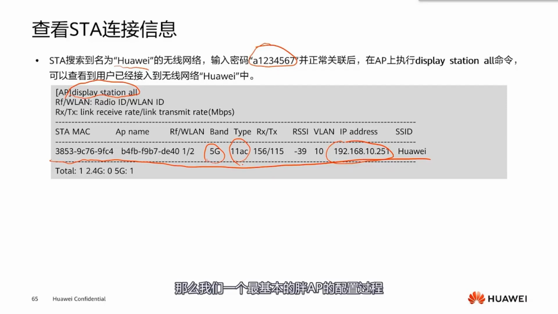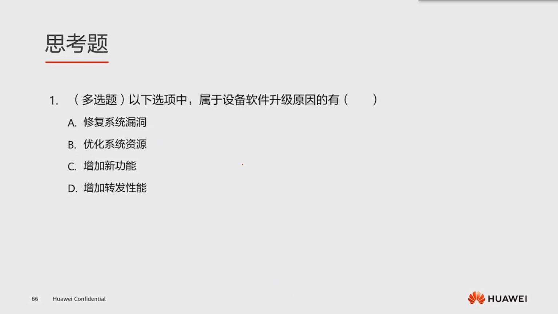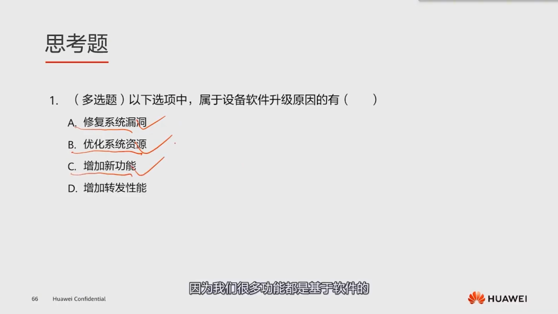Finally, a question for reflection, which we have also mentioned before. Why do we need to upgrade software on devices? There are four options: A, B, C, D. A, fix system vulnerabilities, which is correct. B, optimize system resources. This is also correct. C, add new features. Yes, because many features are based on software, and new features can be implemented through software updates. D, increase forwarding performance.